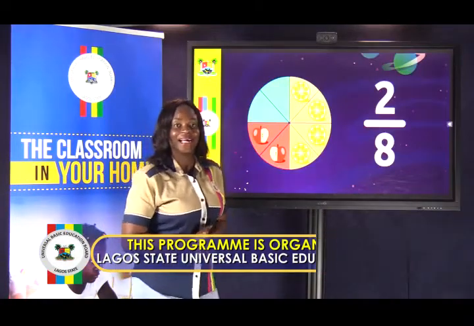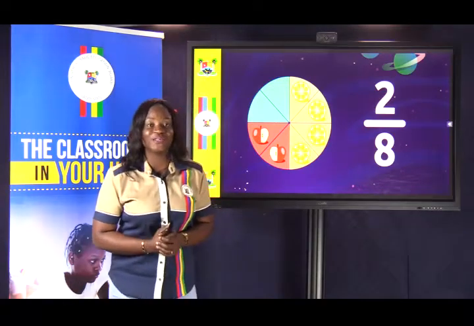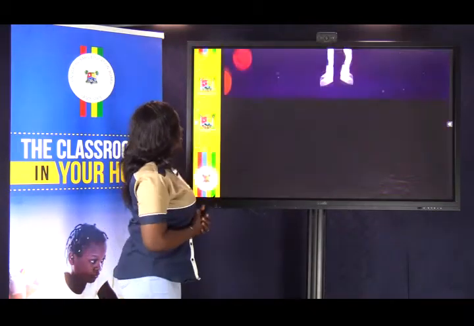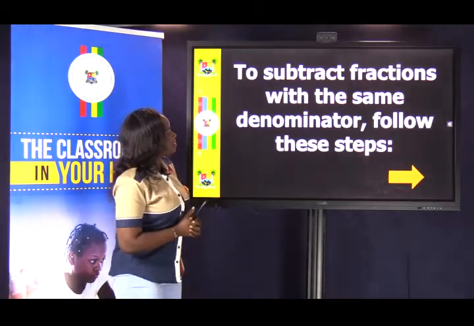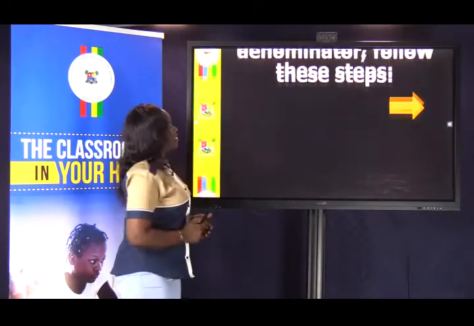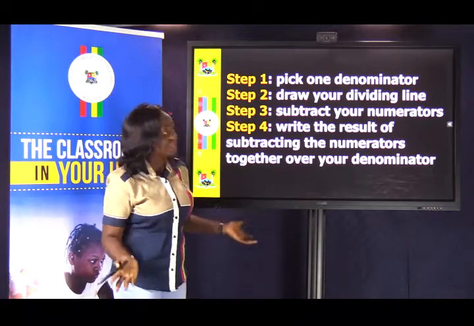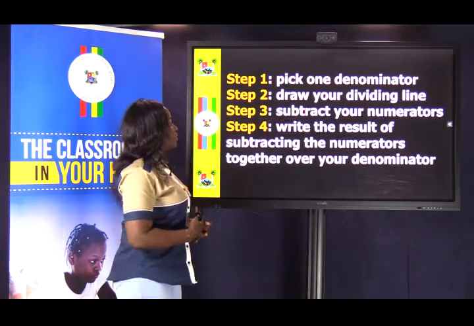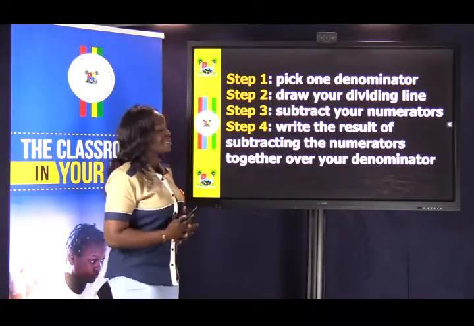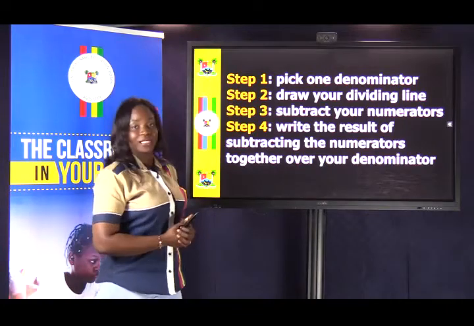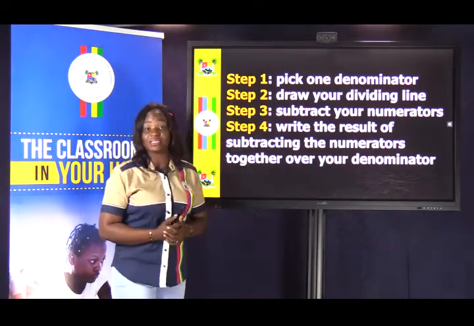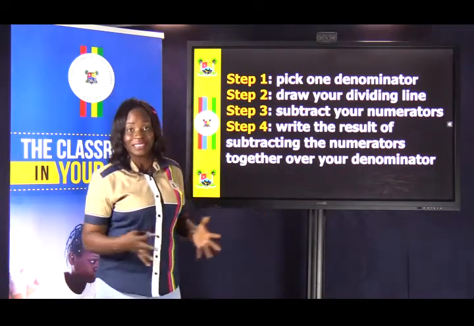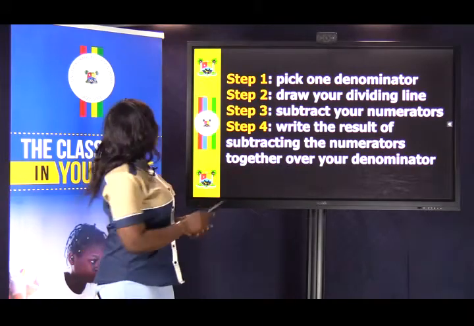Okay, welcome back. I hope while enjoying the video, you also learned one or two things from it. Now let's move on. To subtract fractions with the same denominator, follow these steps. Pick one of the common denominators, draw your dividing line, subtract your numerators, and write the result of subtracting the numerators over your denominator. We had already followed all these steps while adding fractions with the same denominator. So it's the same way, it's just that we are subtracting this time around.